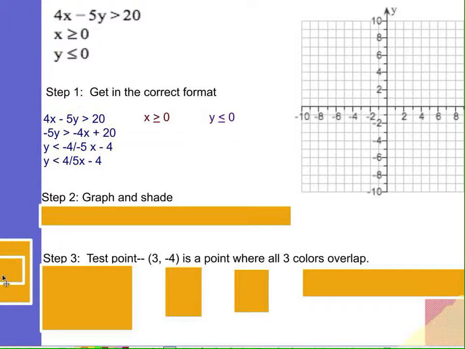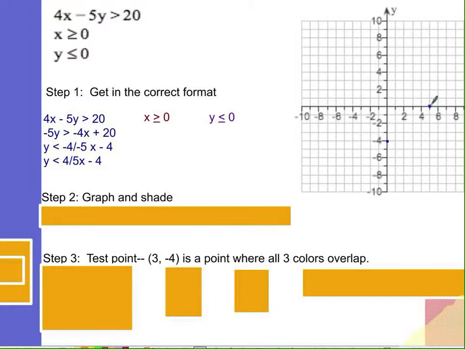So now we need to graph and shade. Again, we're going to start with the first one. Since the text is in blue, I'm going to draw the line in blue. So we start with our y-intercept, -4. So I go with y is -4 and place my dot. My slope is 4/5. That means I go up 4, 1, 2, 3, 4, and over 5, 1, 2, 3, 4, 5. Place my dot.